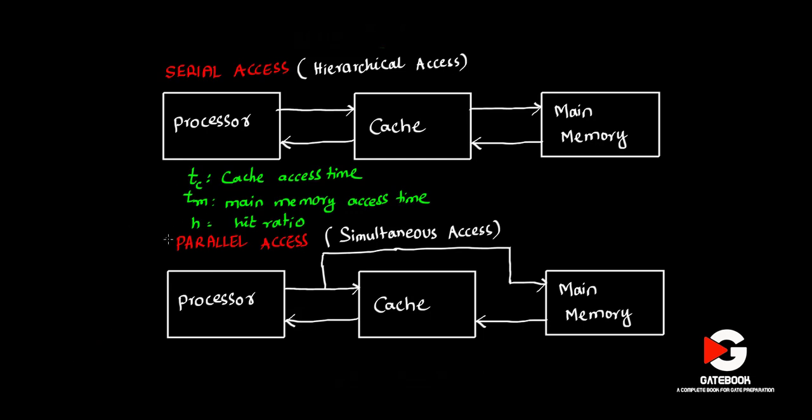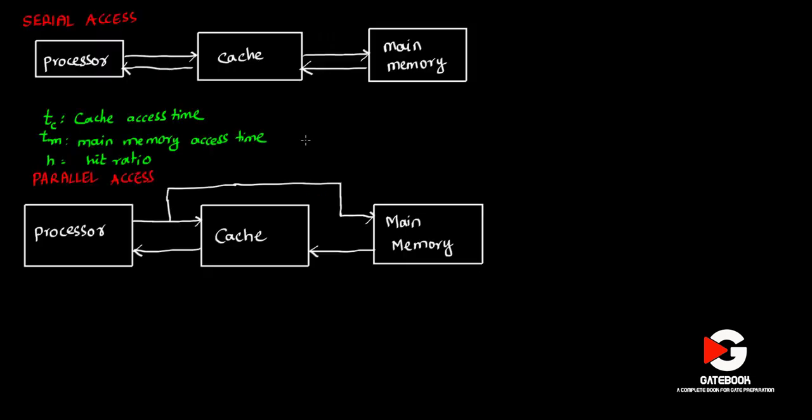So I assume that the cache access time is Tc, the main memory access time is, let's say, Tm, and the hit ratio is H. Let's begin with serial access. In serial access, the processor requests the cache for the data word, and if it is available, the cache will transfer it to the processor. If it is not available, the same request will be forwarded to the main memory. Then main memory will forward the desired data along with the block to the cache. That means the block transfer will happen.